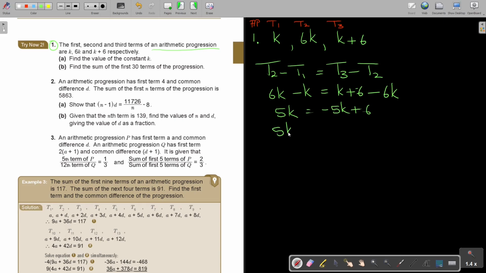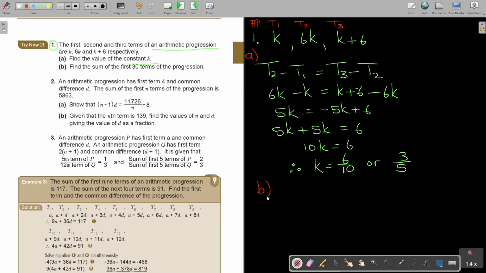So it's 5k plus 5k equals 6. And that's 10k equals 6. So therefore, k is equal to 6 over 10, or 3 over 5. Okay. So this is, find the value of the constant k. That was number A. Now number B.